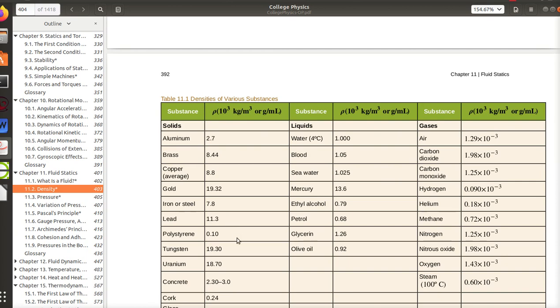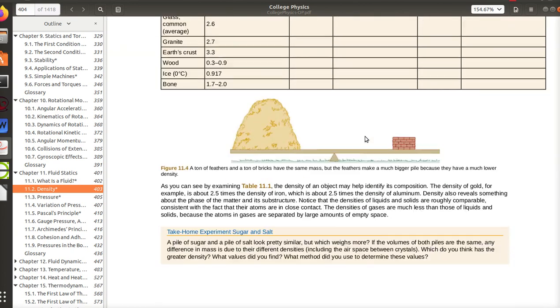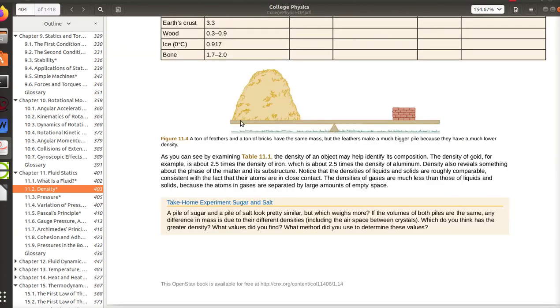So you've got densities of solids, densities of liquids, densities of gases. And you can see that the densities go down as the substances change states. So that's kind of neat. I can have a ton of feathers and a ton of bricks. Obviously the bricks are more dense, but since they're both a ton, they would balance.